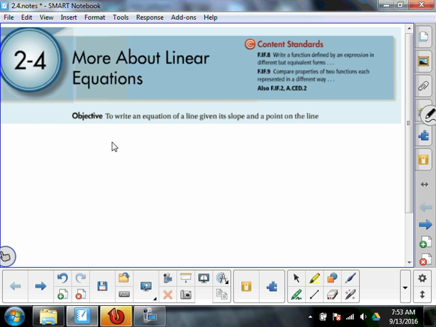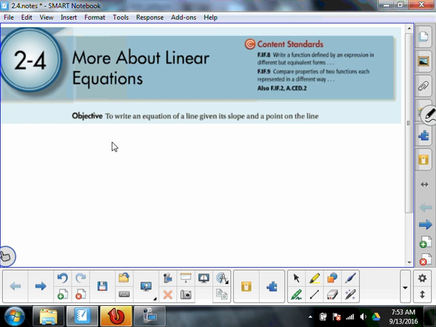I mentioned to them that I've skipped over the line stuff from Chapter 2, but here we are. We're actually going to go over this. So it's Chapter 2, Section 4, more about linear equations. Yesterday in all my classes, we talked about point-slope form, and we're going to revisit point-slope form today, in addition to the other two forms of linear equations.